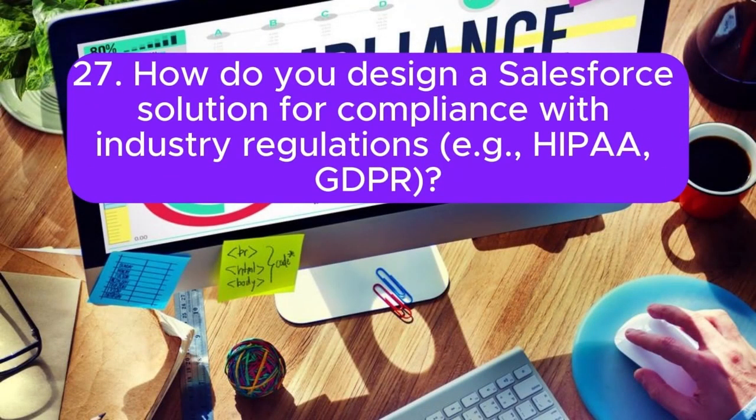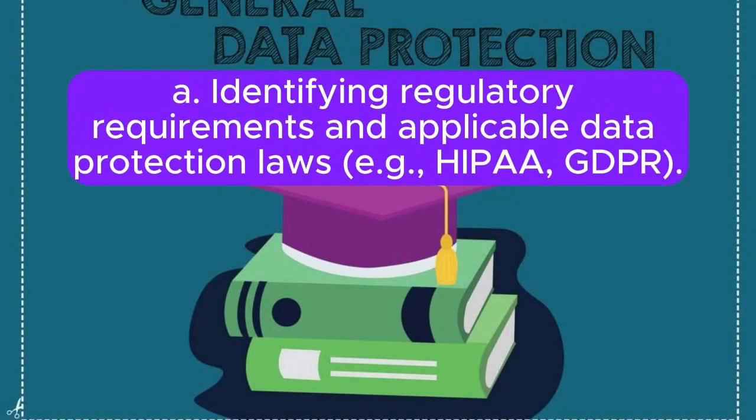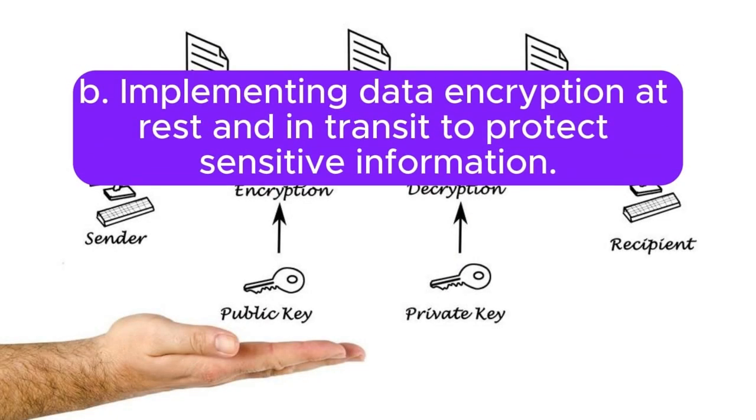How do you design a Salesforce solution for compliance with industry regulations, for example, HIPAA, GDPR? Answer. Designing a Salesforce solution for compliance with industry regulations involves several steps, including A. Identifying regulatory requirements and applicable data protection laws, for example, HIPAA, GDPR. B. Implementing data encryption at rest and in transit to protect sensitive information.